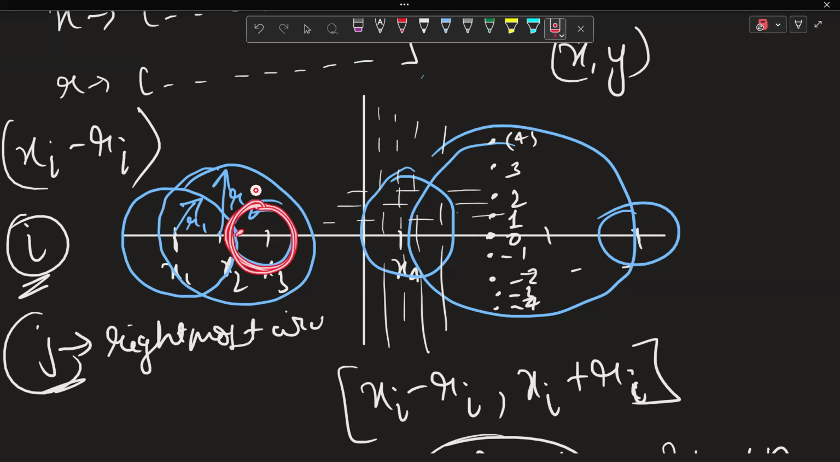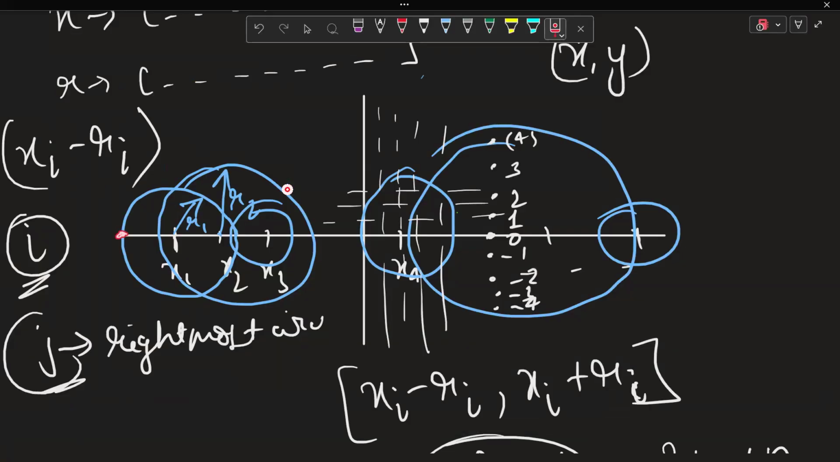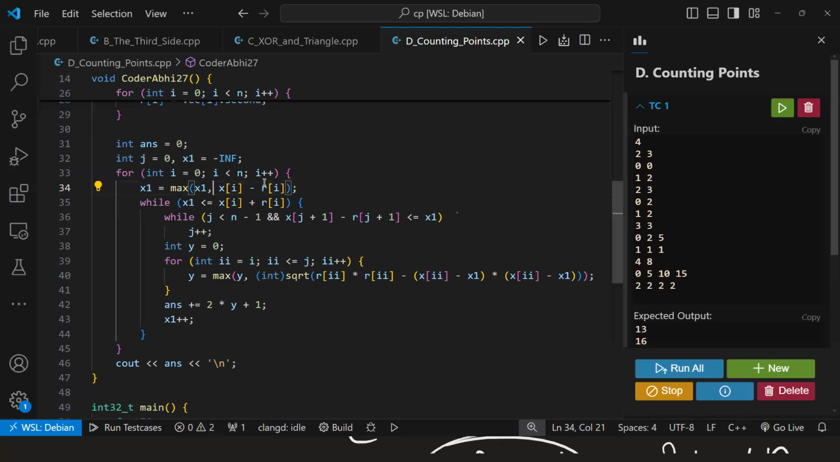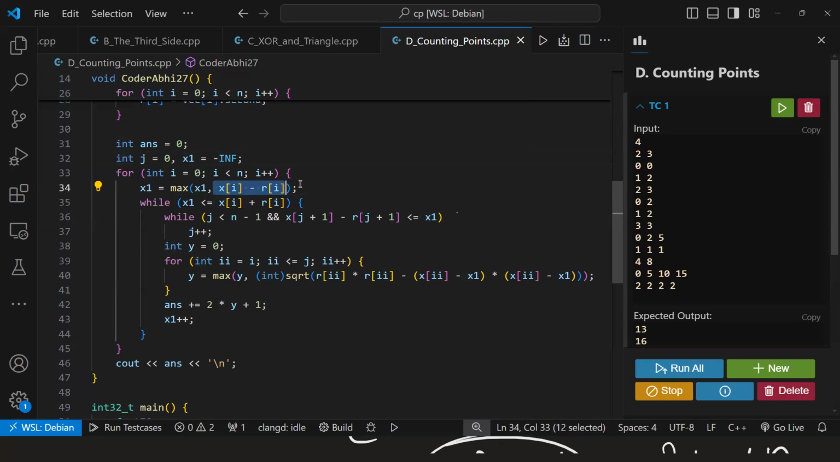For this circle, I'll not start again with xi minus ri. If I have already covered till here, I'll start from here only. So my starting point would be the max of what I have currently covered, x1, which represents the current x, and xi minus ri. So either I'll start with the leftmost point, or if I've already checked till here and then I'm moving to this circle, I'll start from this point only. So it is the max of my current value and xi minus ri. Initially I've taken my current value as minus infinity, so for the first circle, xi minus ri would be considered. So this is my starting point.